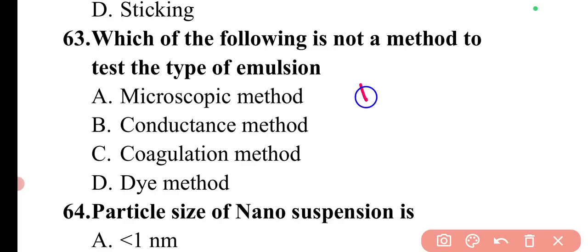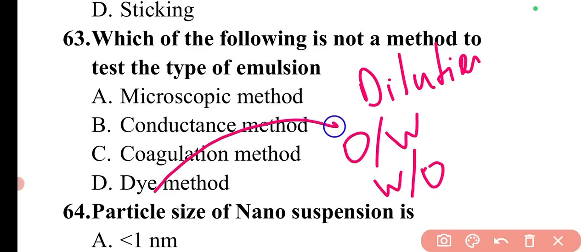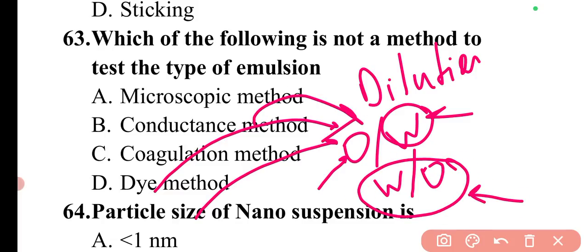The next method is the dilution test. It is quite a simple test, for oil in water and water in oil. If I add water to an oil in water type emulsion, then there will be no separation, because there is already a high quantity of water, so there will be no change in the order of the phases. What if I add oil here? Once the oil quantity is higher, then it will change. So oil in water will be diluted with water, and water in oil will be diluted with oil.